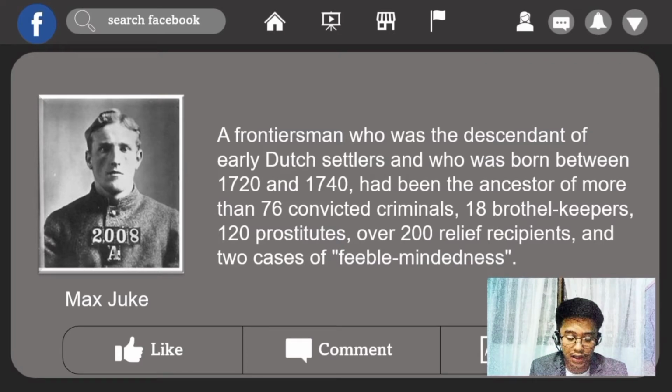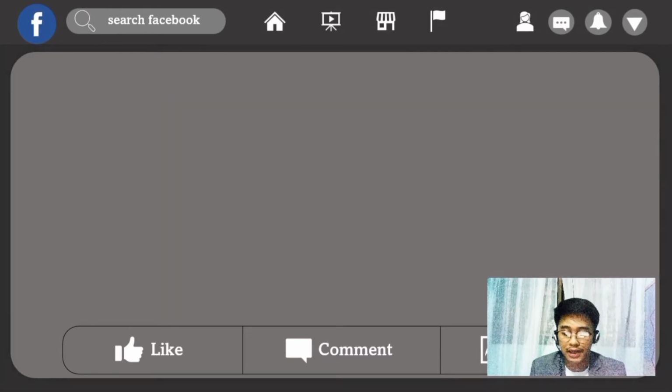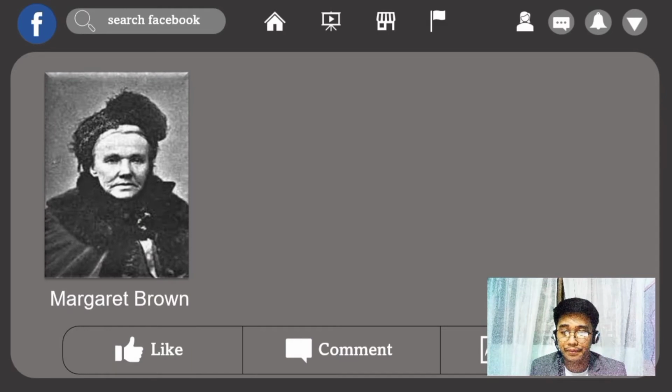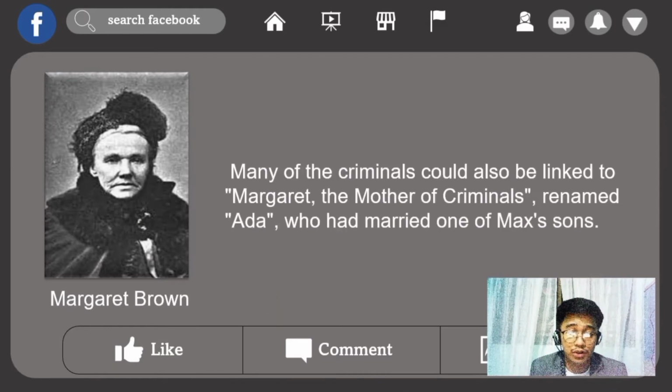Max Duke's 5 daughters, named Ada, Belle, Clara, Delia, and Effie, were the focus of Dugdale's investigation. One of Max's daughters was named Ada, or Margaret Brown. Many of the criminals could also be linked to Margaret, the mother of criminals, renamed Ada, who had married one of Max's sons, so he married his own brother.